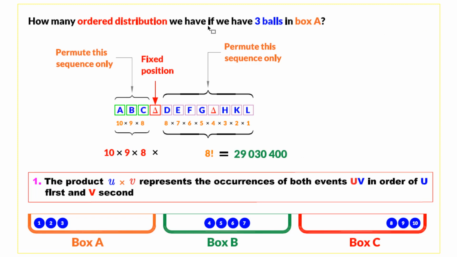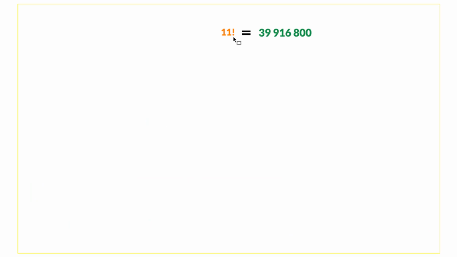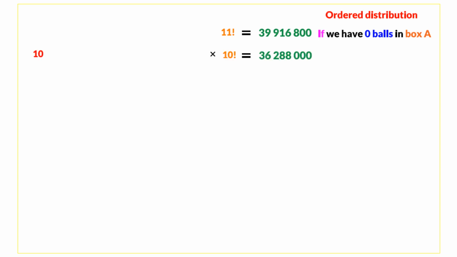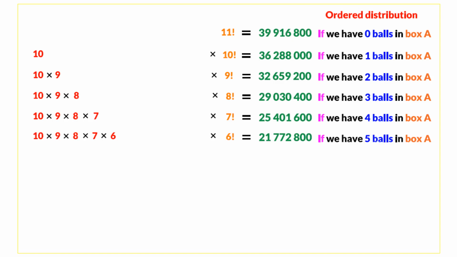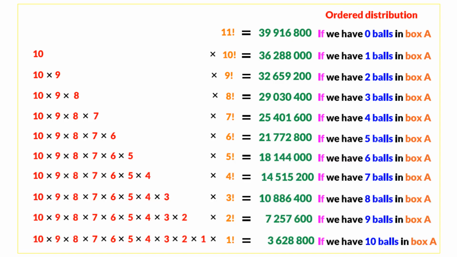So we will keep asking the question, how many ordered distribution if we have 4 balls in box A, 5 balls in box A until 10, and we will summarize these results here. So this is the ordered distribution, and this is the case if we have 0 ball in box A. And this case here, as we have seen before, if we have 1 ball in box A, 2 balls in box A, 3 balls, 4 until we have 10 balls in box A.